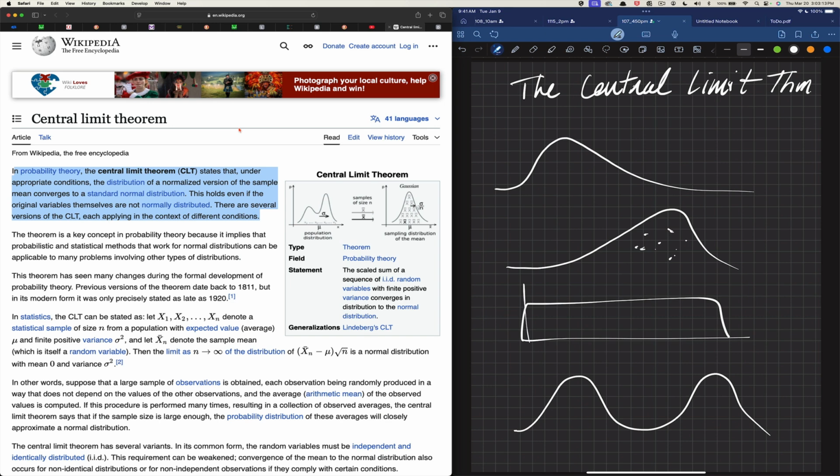So in class, I mentioned the central limit theorem, and I'm going to emphasize this part again. But then there are some details that we need to cover that I probably didn't have enough time to cover in class, so I'm relying on this video to do so. I'll read it. In probability theory, the central limit theorem states that under appropriate conditions, the distribution of a normalized version of the sample mean, or sample means, converges to a standard normal distribution.